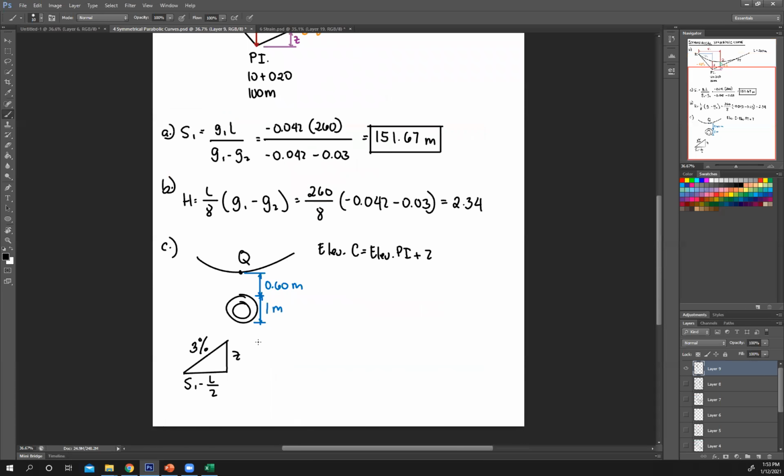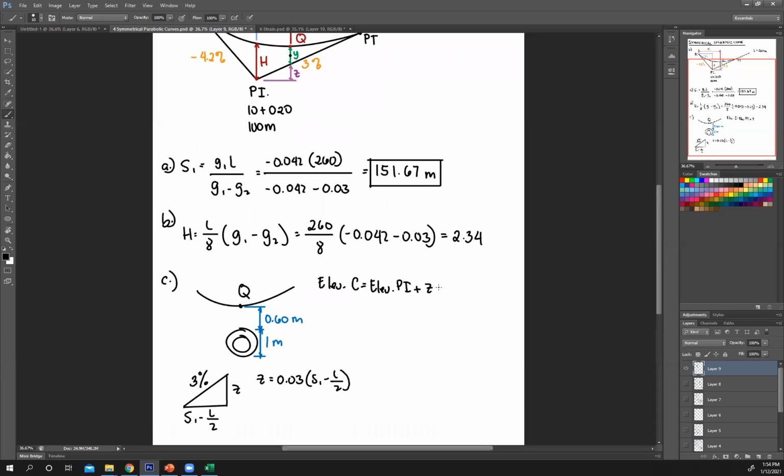So Z is just, grade again is rise over run. So 3% equals Z over S1 minus L over 2. So Z is just grade 3% or 0.03, and S1 minus L over 2. Okay? So plus Z, then minus, plus Z plus Y, right? Then minus this. So minus 1.6.